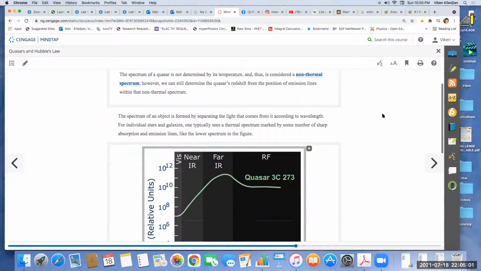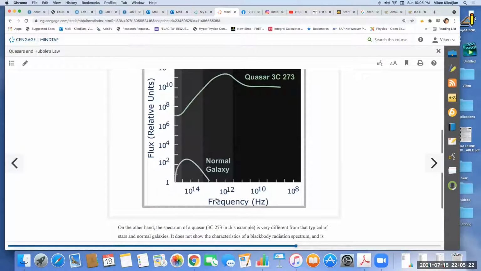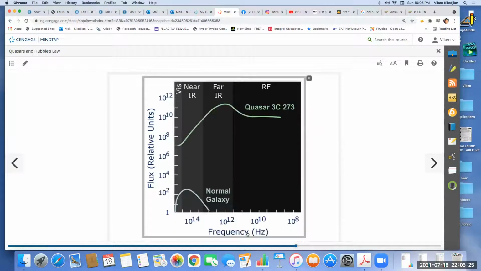The spectrum of an object is formed by separating the light that comes from it according to the wavelength. For individual stars and galaxies, one typically sees a thermal spectrum marked by some number of sharp absorption and emission lines, like the lower spectrum in the figure. So it says here, for a normal galaxy, the frequency of the spectrum, and then in relative units, the flux, the intensity. This is called the black body curve for a spectrum.